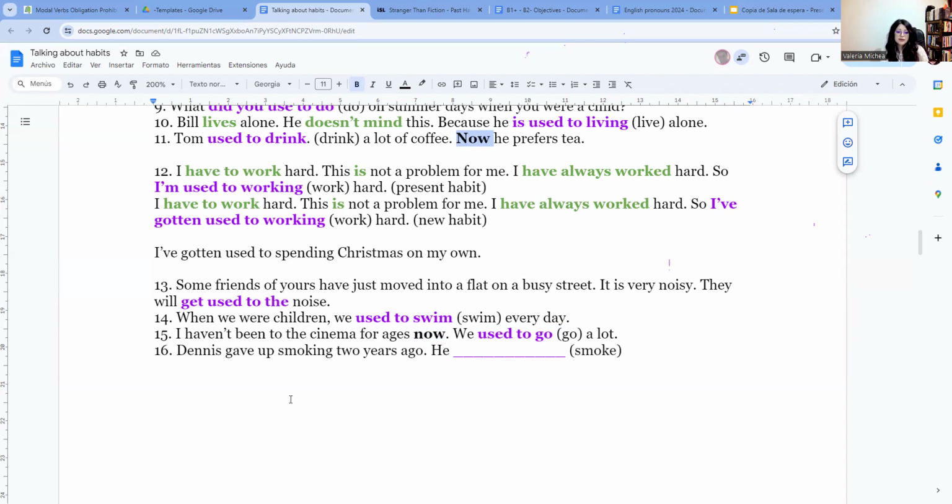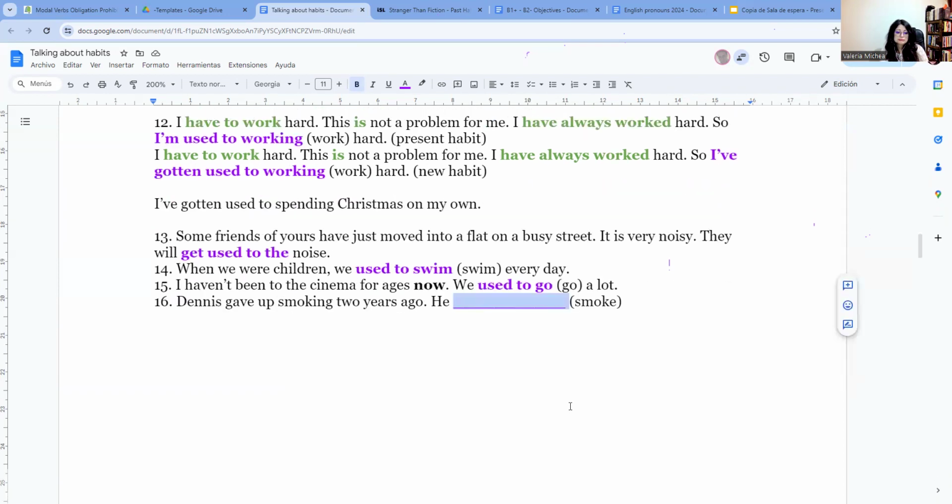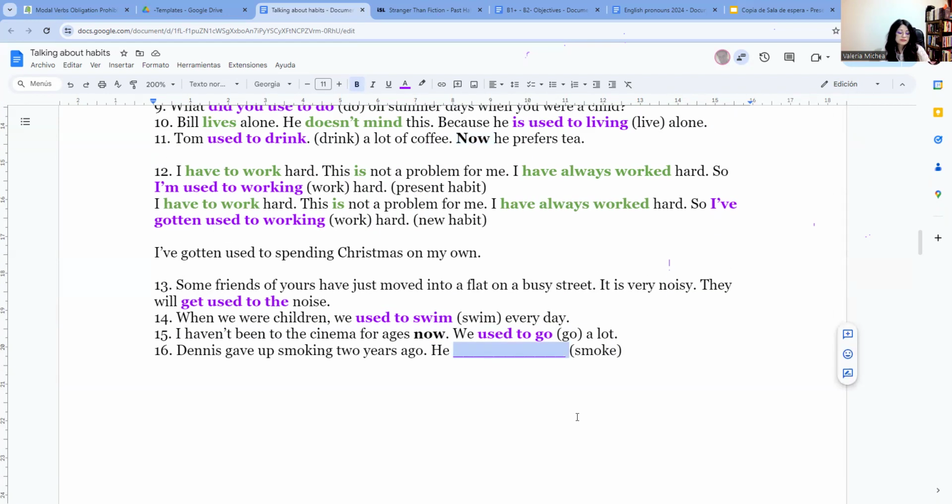All right, and finally we have: Dennis gave up smoking 2 years ago. What happens with Dennis? He used to smoke. There you go. He used to smoke, but now he doesn't smoke because he stopped smoking. He gave up smoking. Thank you very much. He used to smoke probably a lot.